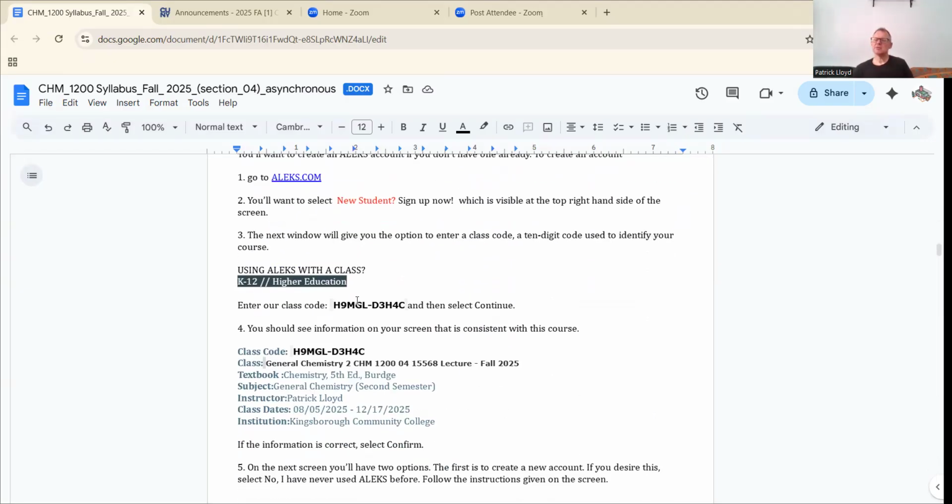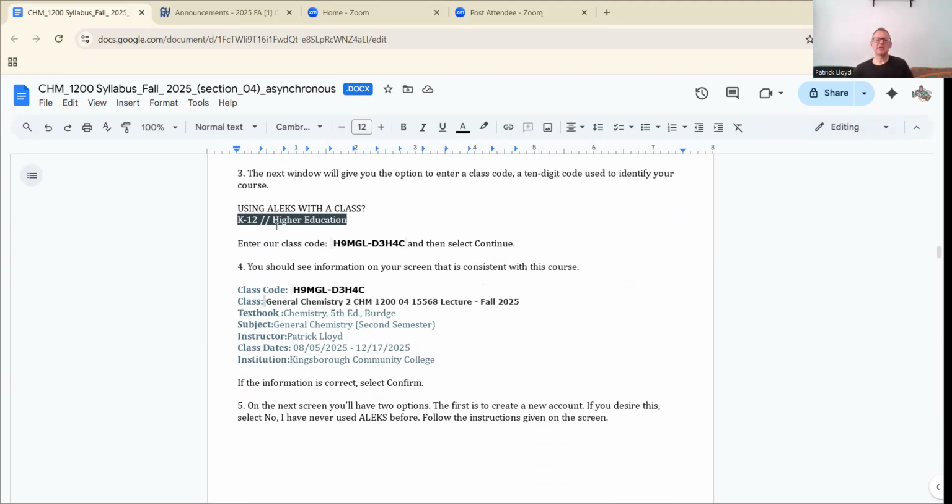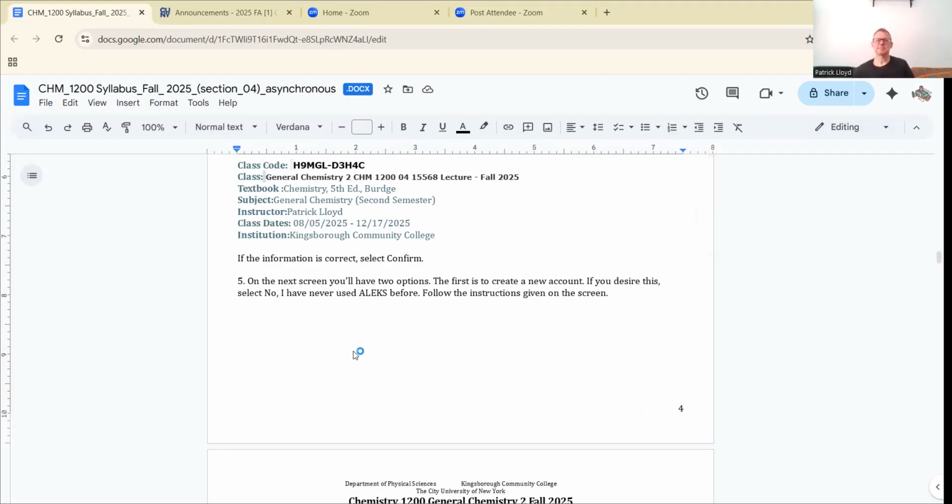Here's information about Alex, how to register for it. The main thing is the class code. You put in your class code, which is right here. It's 10 digits. You can just copy and paste it when you go to alex.com, and that'll link you with this course. Just make sure that it says the dates are between August and December of 2025, and that's the correct one. Okay.